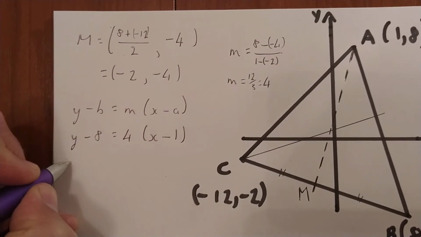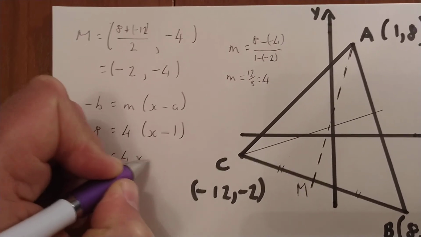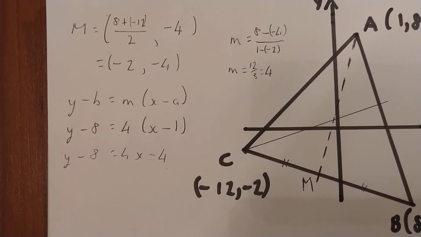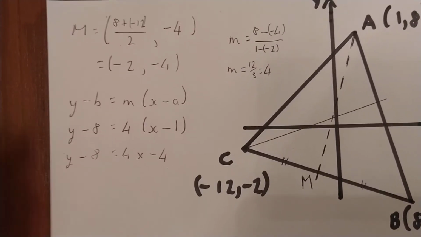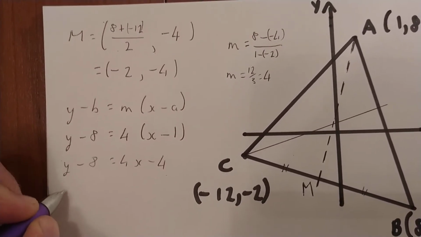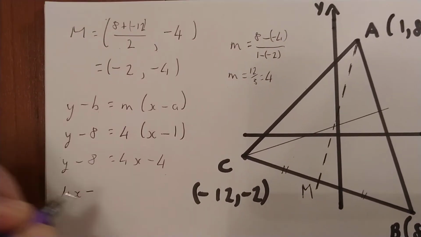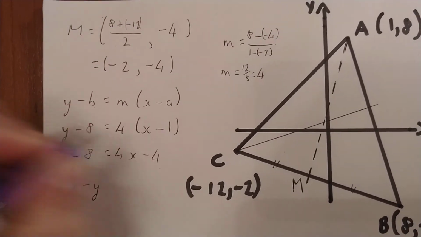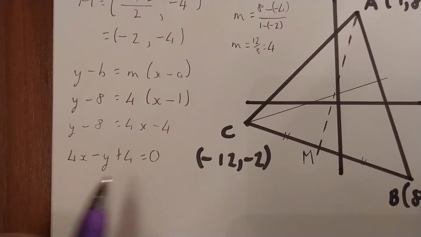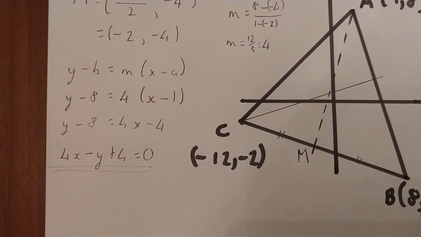So y minus 8 equals 4x minus 4. Okay, I'm going to go with setting the whole thing equal to 0. So I'm going to bring everything over. You might have another line of working in here, but you'll end up with 4x, y goes over, take away y, add 8, plus 4 equals 0. That's the equation of my median AM.